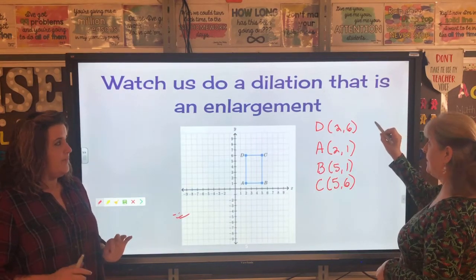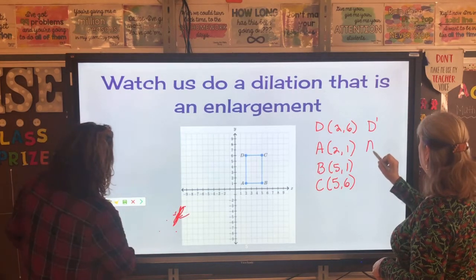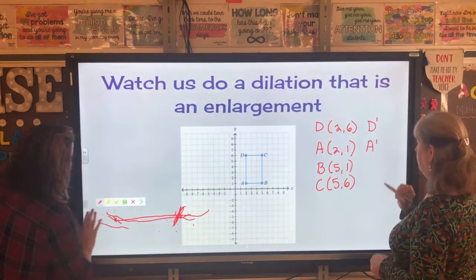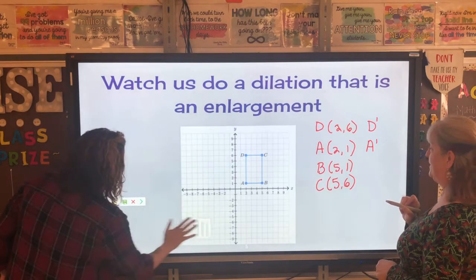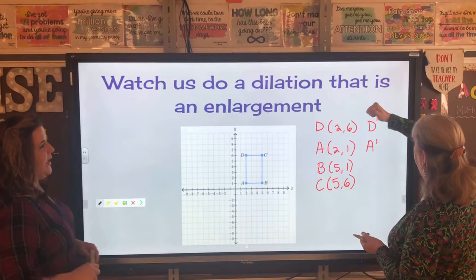Do you want me to keep writing on this side? Sure. I'll do the prime. So there's the D prime. Well, here, let's do a different color. What is happening over here? Hold on. Sorry, I didn't realize I did that if you were writing. Well, here, let's do it in the color we can see.